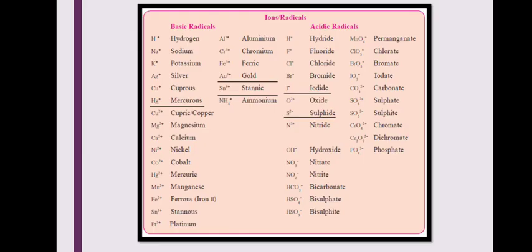Here see, here charges are given and a few common radicals are given. Basic radicals, acidic radicals, simple radicals, and composite radicals are given. As homework, in your book write down 5 basic radicals, 5 acidic radicals, 5 simple radicals, and 5 composite radicals.